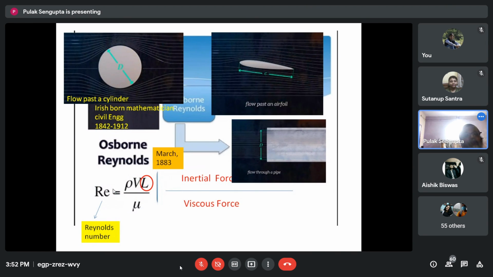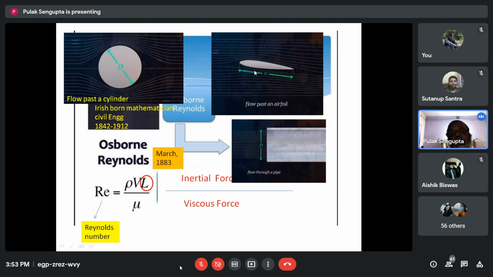So for a cylinder, just look at me. There is a flow like this, and you are putting a cylinder in it. The flow is coming, climbing over, and then coming down and going like this. And this side is circular. So that is what you see. The characteristic length is its diameter, if this is a cylindrical body.